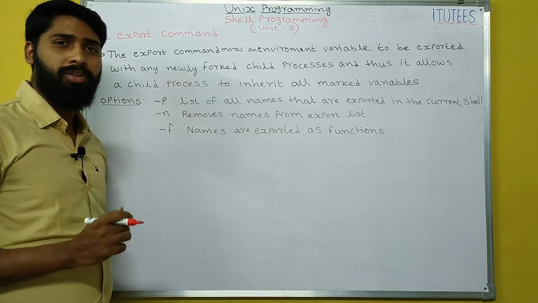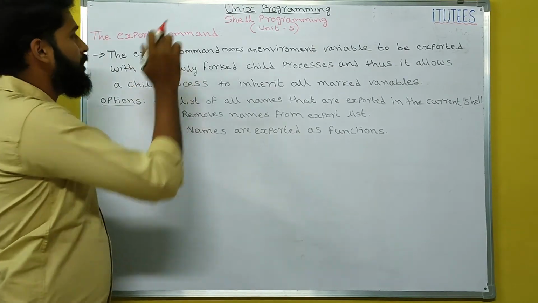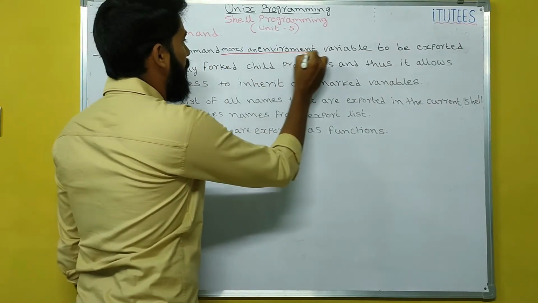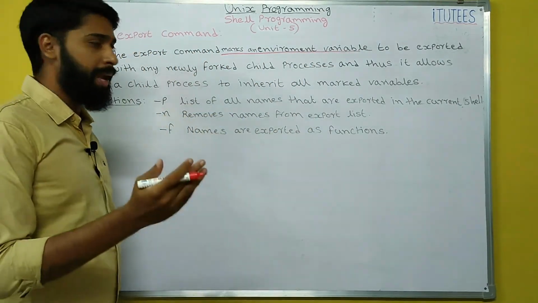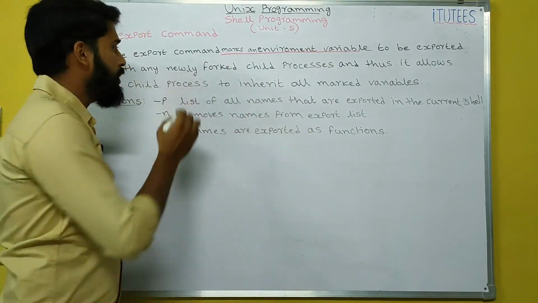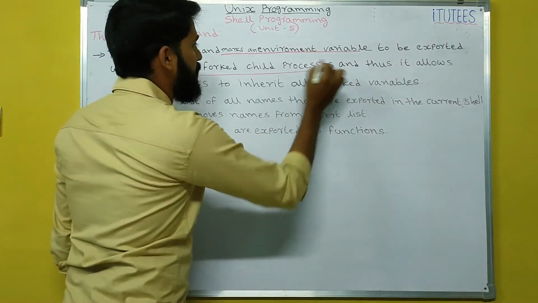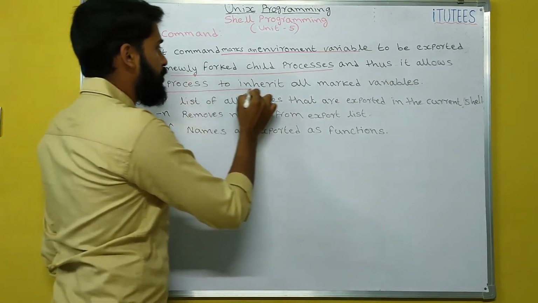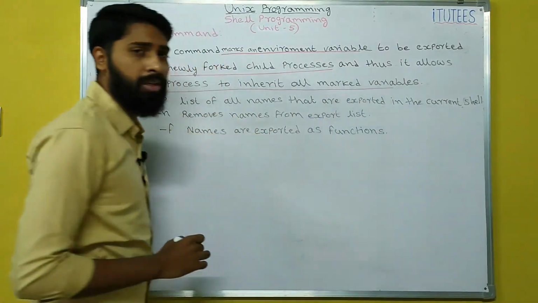In this class we are going to discuss the export command. The export command marks an environment variable to be exported with any newly forked child processes, and it allows a child process to inherit all marked variables.